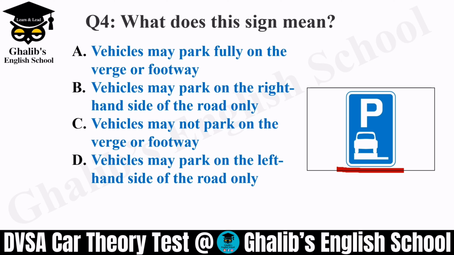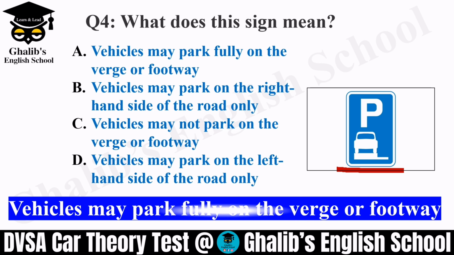There are four options. Vehicles may park fully on the verge or footway. Vehicles may park on the right-hand side of the road only. Vehicles may not park on the verge or footway. Vehicles may park on the left-hand side of the road only. Now the correct option is vehicles may park fully on the verge or footway. As you can see here, this vehicle is fully parked on the footway or pavement. The sign directs you, so you need to follow it.